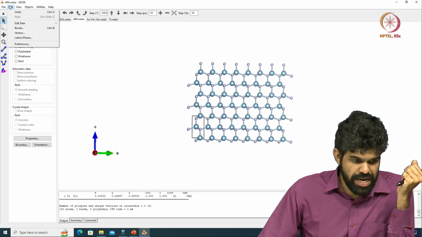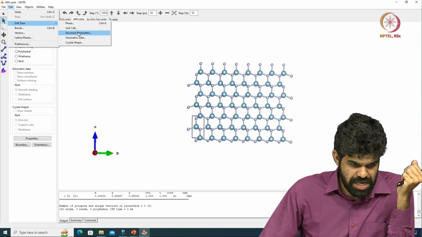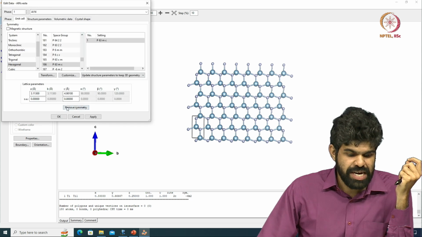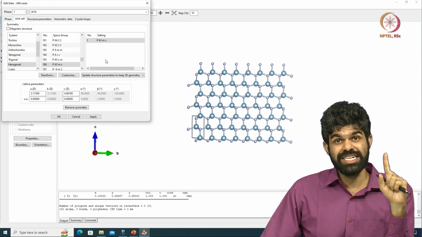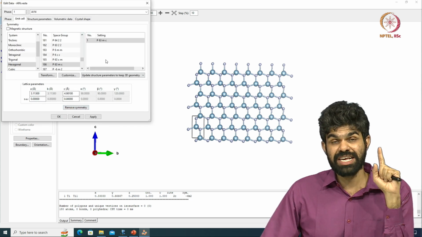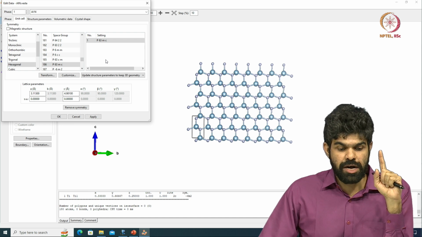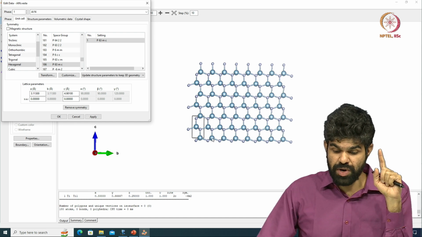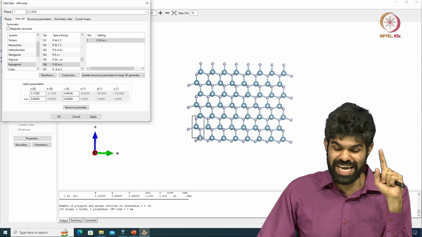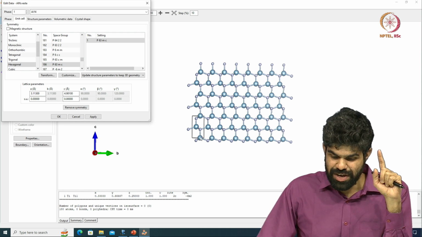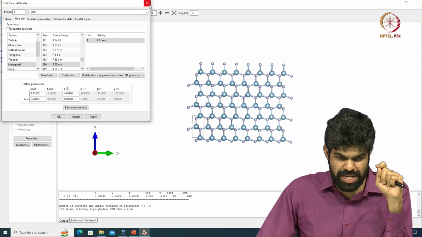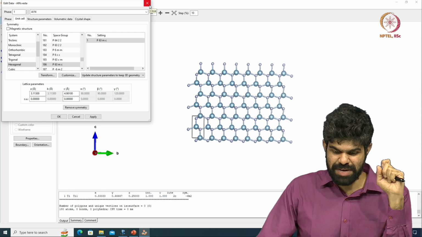However, if I look at the structure of this, right, so edit data, I go to the unit cell, it turns out that this is a hexagonal structure, it is not a zinc blende structure, it is a hexagonal structure, right. So, I have one 6-fold axis of symmetry, in fact, I have a 6-3 axis of symmetry. And what does this 6-3 mean?